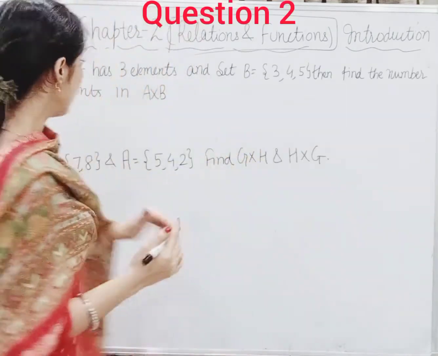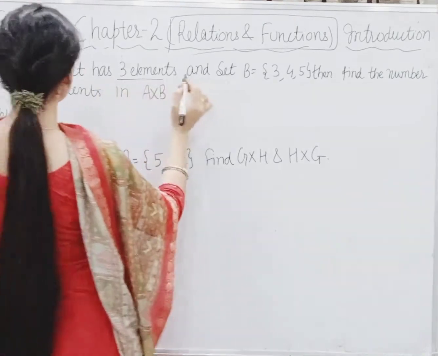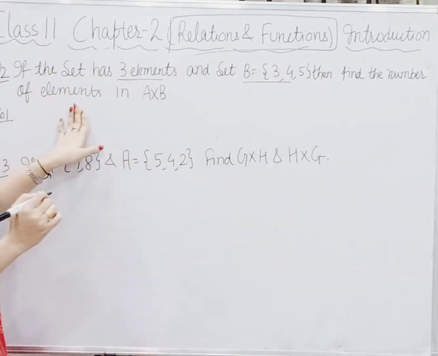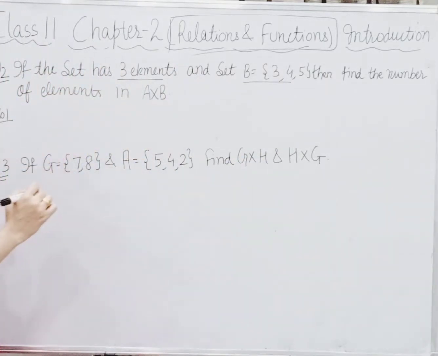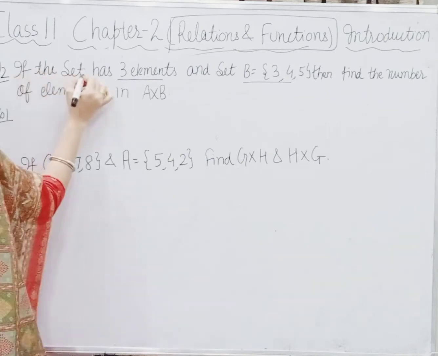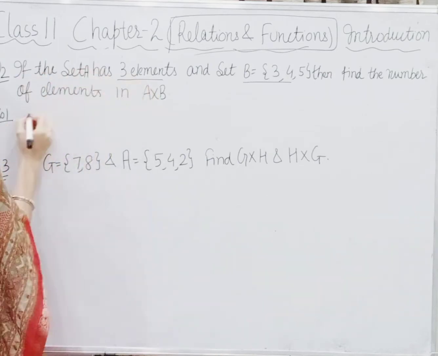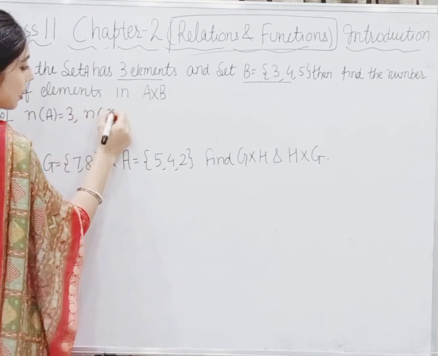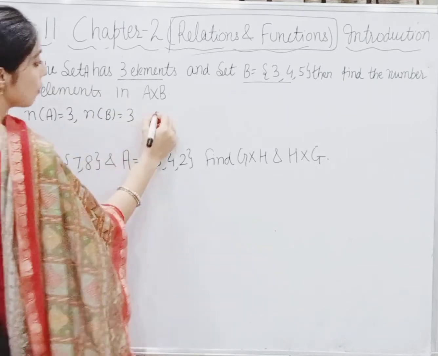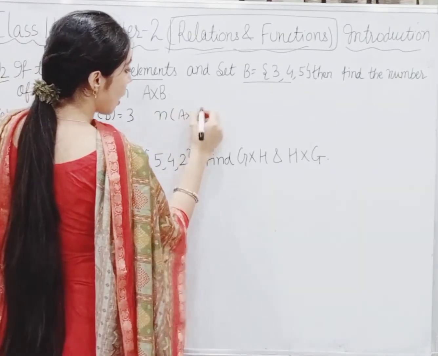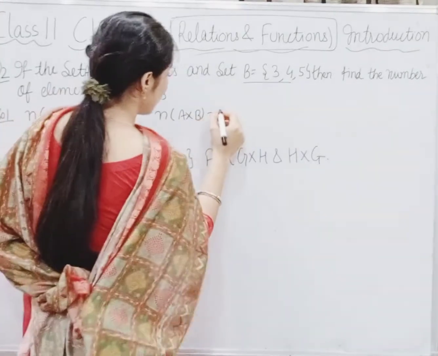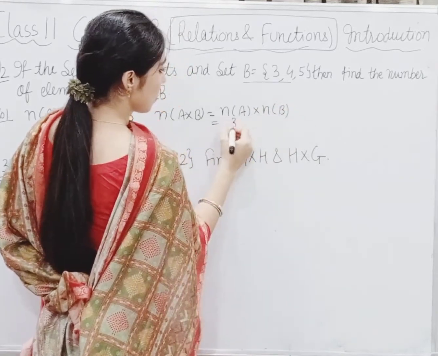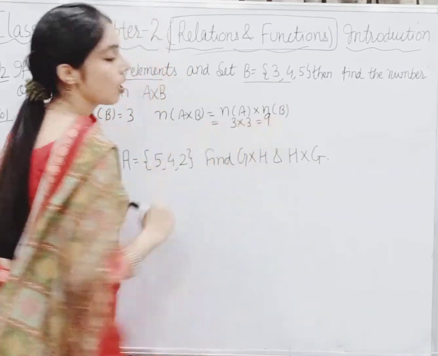So let's discuss question number 2. If set A has 3 elements and set B has 3 elements, then the number of elements in A cross B. Okay, so the number of elements in A is 3 and the number of elements in set B is also 3. We have to find the number of elements in the Cartesian product. We know that this is equal to the number of elements in A times the number of elements in B. This is equal to 3 into 3, which is 9.